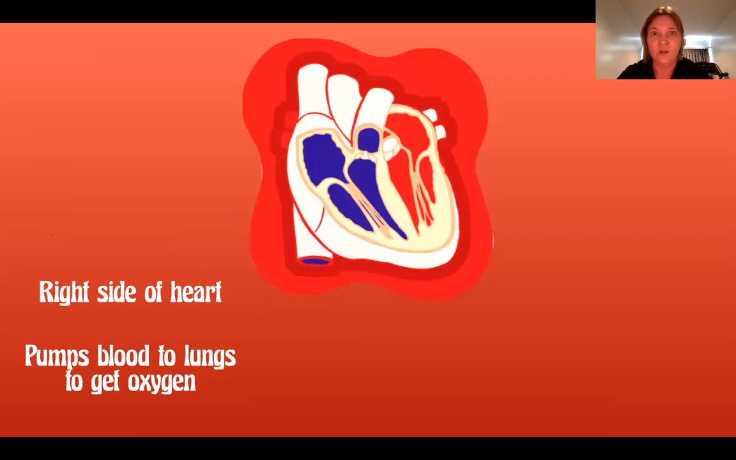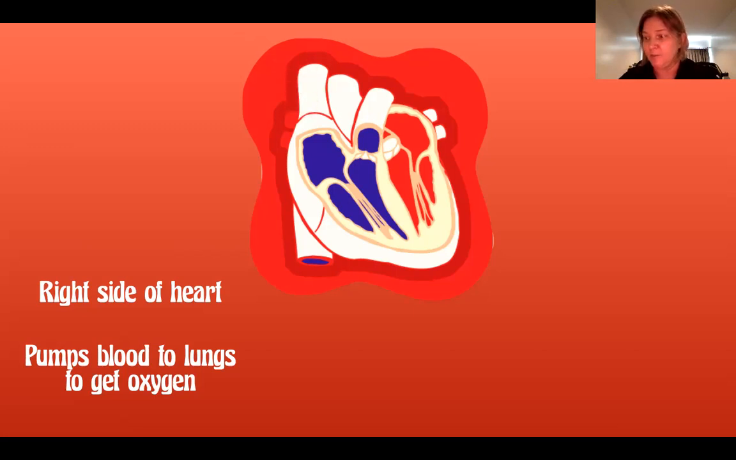Now, what's going to be confusing is that when you're looking at a heart, the left side is actually the right side of the heart and the right side is the left side of the heart. You have to think about it from your own perspective: the left side is here and the right side is here. So it's the opposite when you're looking at it. The right side of the heart is normally colored blue because it contains deoxygenated blood, and it's going to receive blood from the body.